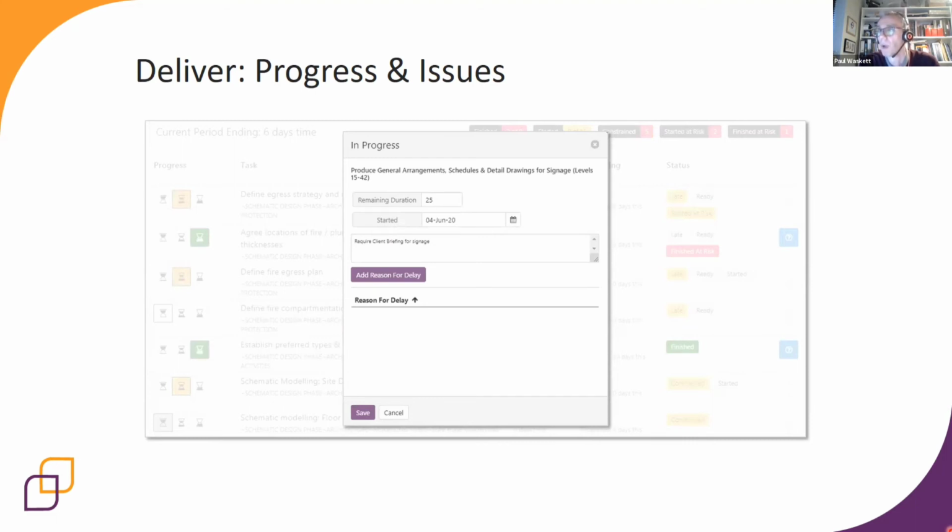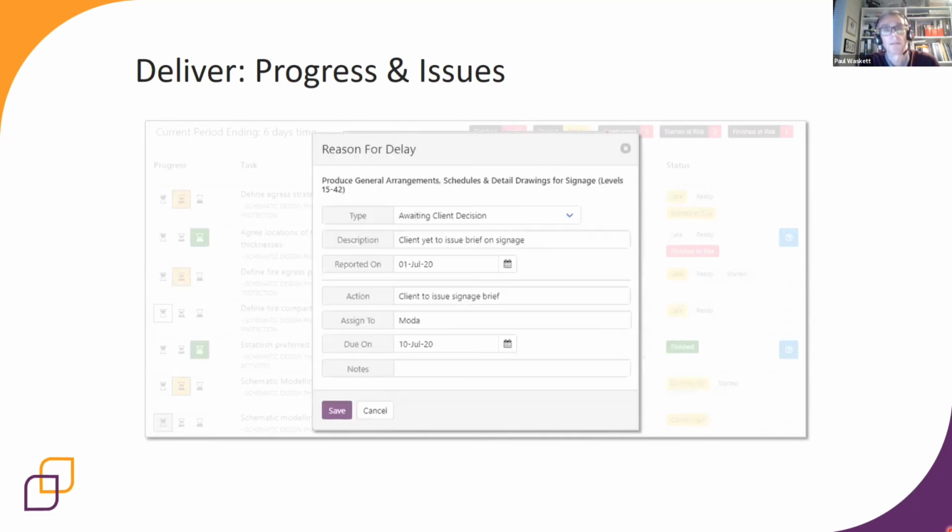We have them report where they're not able to deliver activities as per the plan and the reasons why. And this might be that they're awaiting information from another party. They might be awaiting decisions out of their client. They might have resource shortages. There might be all sorts of things.